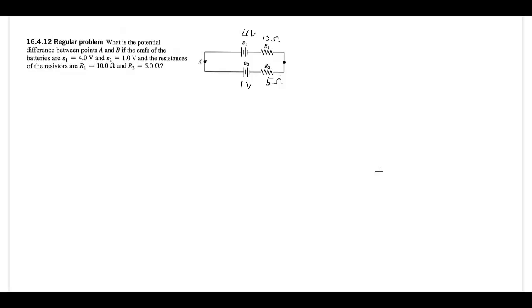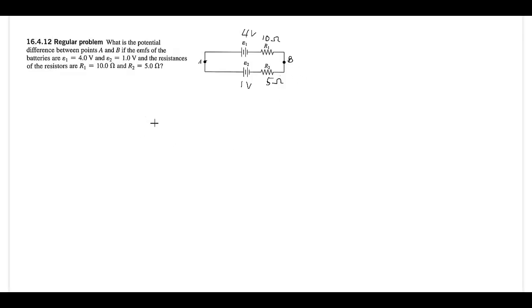So what I'm going to do is a loop rule for this circuit, and then just use the combination of two of these to then find the potential difference between these two points. That should work. And this is point B, obviously. I guess I must have gotten cut off.